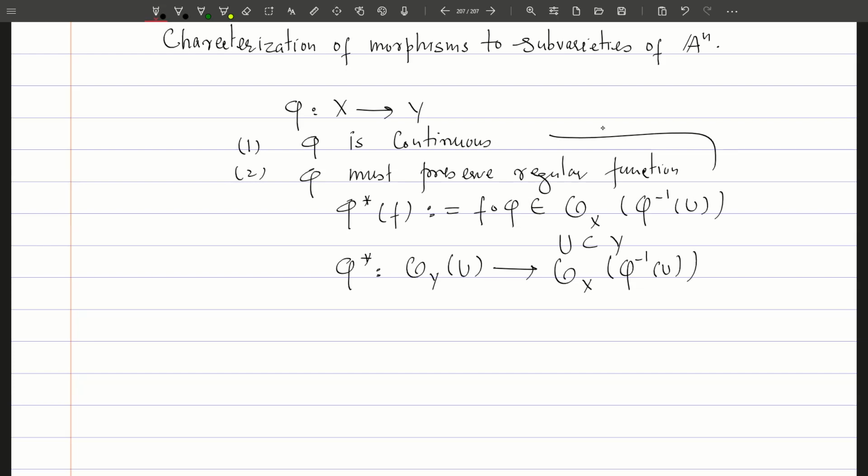Now we want to describe these morphisms in a more explicit way. First we do this for morphisms to subvarieties of A^n. These morphisms are just given by n-tuples of regular functions when we consider morphisms to subvarieties of A^n. So we have a theorem here.